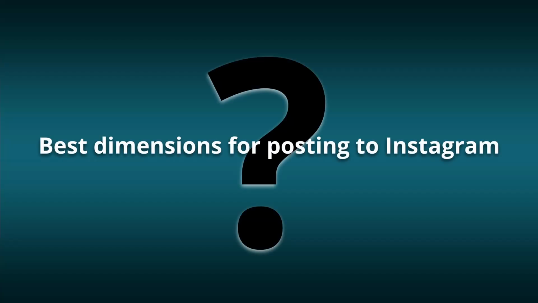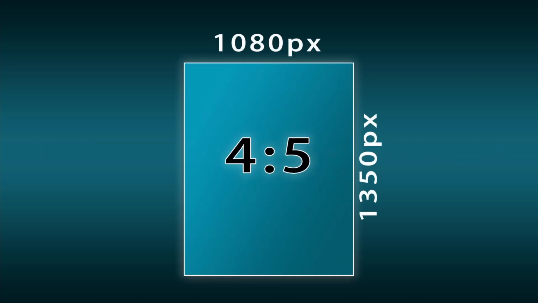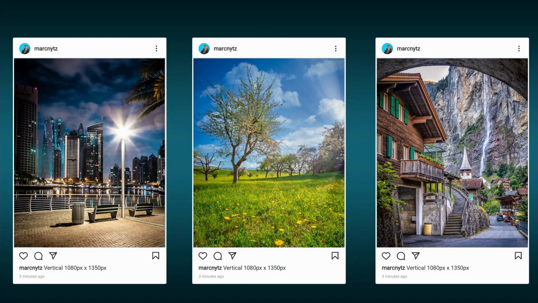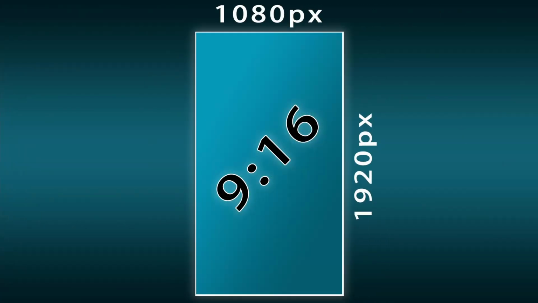What are the best dimensions of pictures to post on Instagram? The answer is simple. It is 1080 by 1350 for an Instagram post, as this is just the maximum you can upload to avoid any resizing made by Instagram. And for an Instagram story, that is 1080 by 1920. The same reason, that is just the maximum.